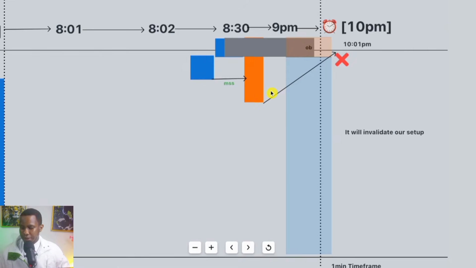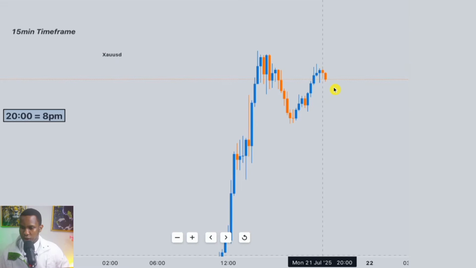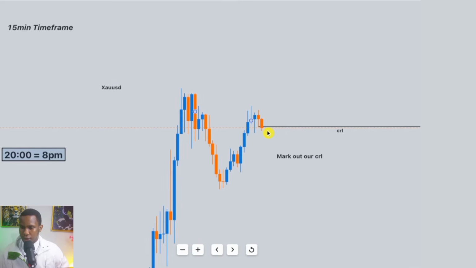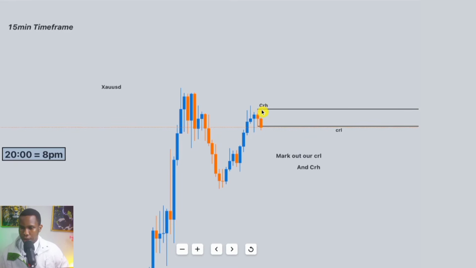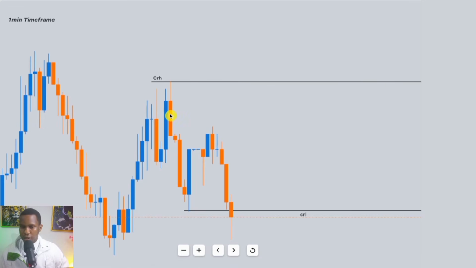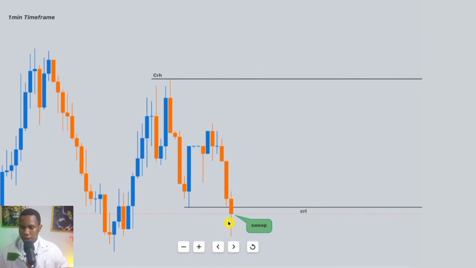Let's take some examples. This is gold. This is our 8 p.m. candle, 20 o'clock. This is our candle range low and candle range high as our draw on liquidity, guys. We move towards the 1 minute time frame, guys, and can we see we already had our sweep, guys.